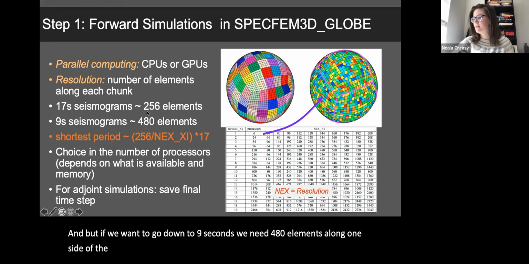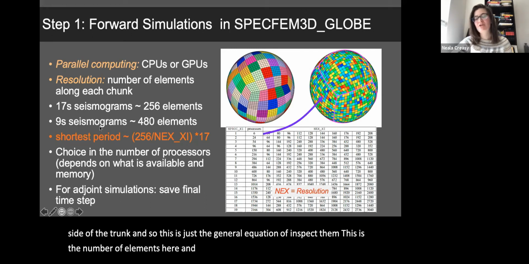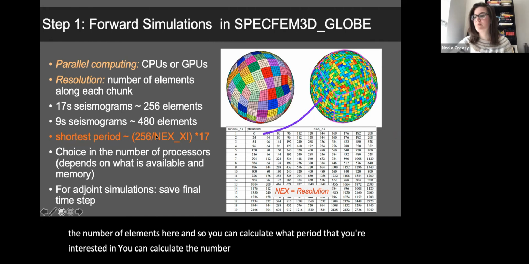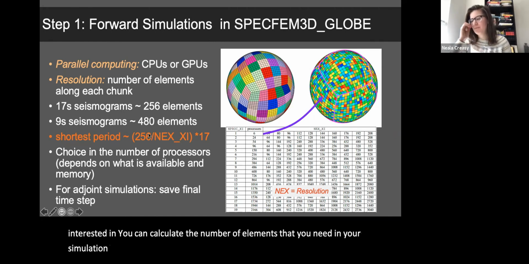And so this is just the general equation of SPECFEM. This is the number of elements here, and so you can calculate what period you're interested in. You can calculate the number of elements that you need in your simulation. So this is a really useful equation.